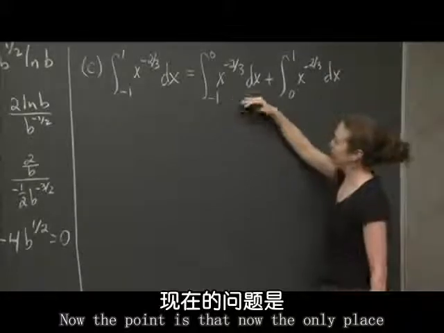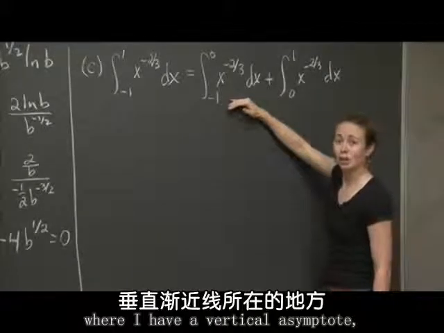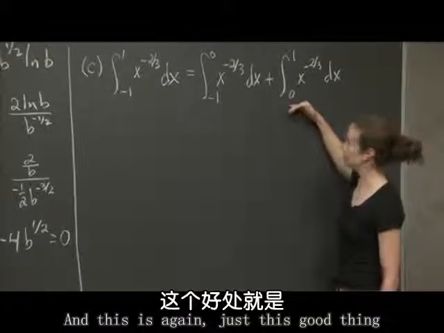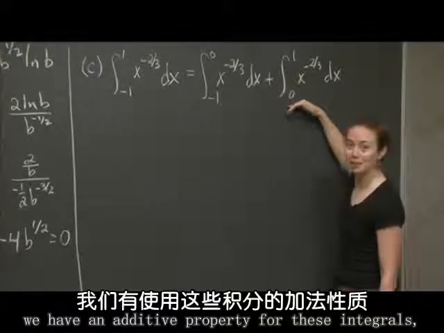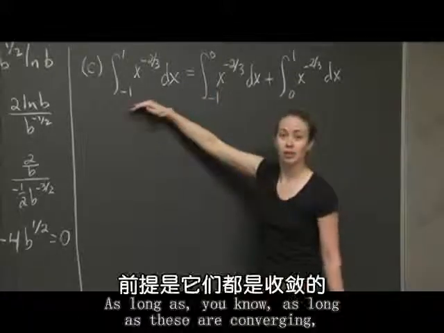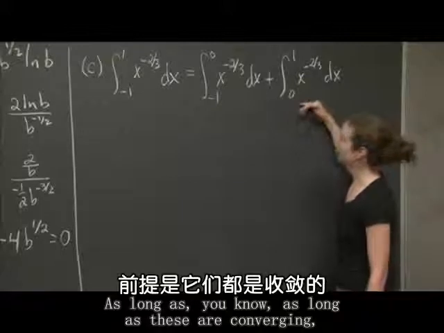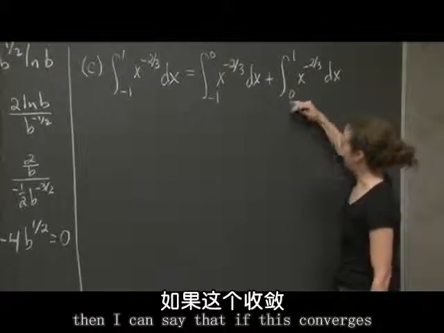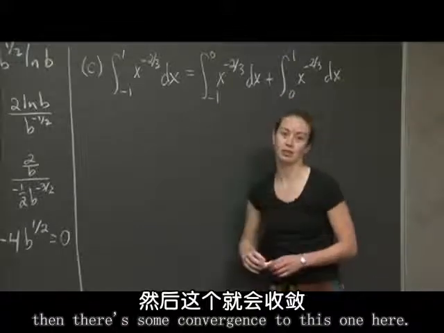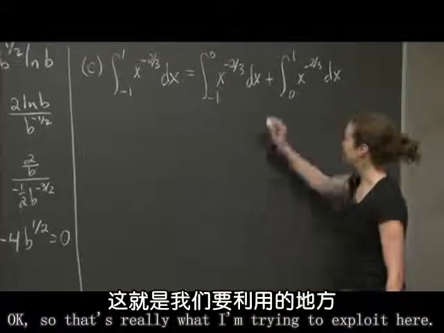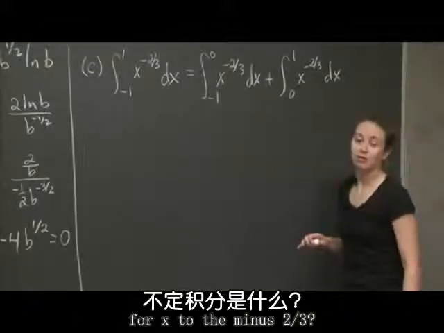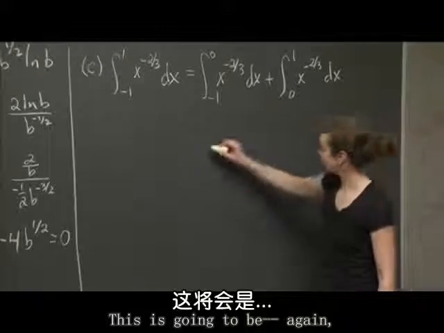Now, the point is that the only place where I have a vertical asymptote, I see it as an endpoint on both of these. And this is, again, just this good thing we have, an additive property for these integrals, that the sum of these two integrals is going to equal this one here. As long as these are converging, if this converges and this converges, then their sum converges to this one here. So that's really what I'm trying to exploit here. Now, what is the antiderivative here for x to the minus 2/3?